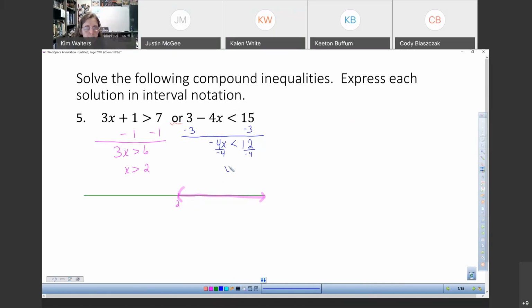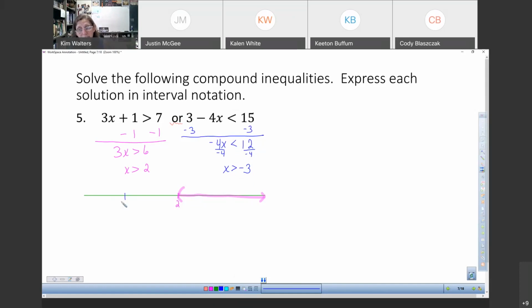Notice what's going to happen. I have x is now greater than negative 3. Okay. My inequality flipped around. Pay really close attention to that, because of the fact I divided by that negative. Okay. So I'm going to put negative 3 on my number line.